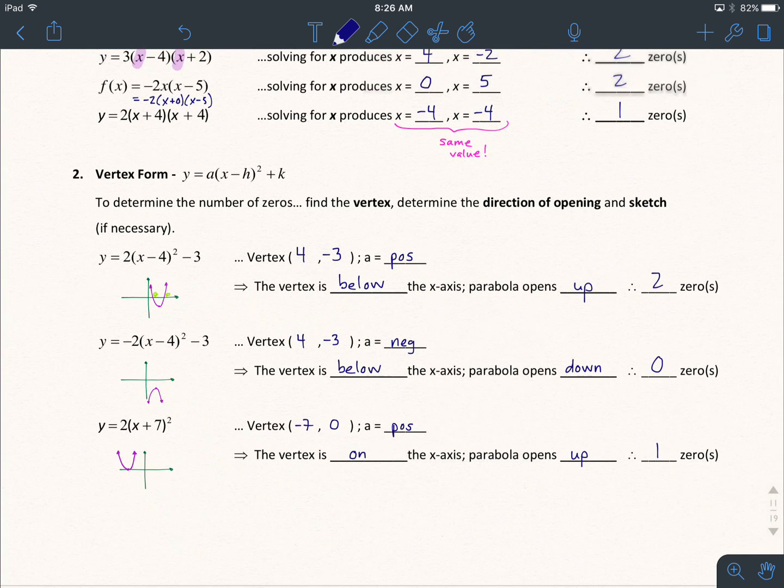The same idea for the next example. We have -2 bracket x minus 4 all squared minus 3, and in this particular case we have a vertex that is below the x-axis, but our parabola opens down, so there will be no x-intercepts, or 0 solutions in the context of this unit. The last example is y equals 2 bracket x plus 7 all squared. This particular parabola has a vertex that sits right on the x-axis, and in those cases, if it's sitting right on the x-axis with a k value equal to 0, then we will have one x-intercept, which corresponds to one solution for our quadratic equation.